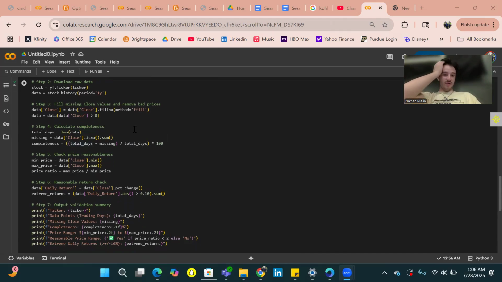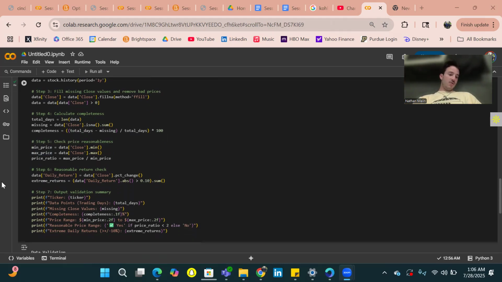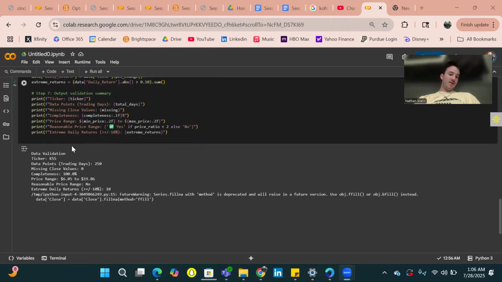And also I wanted to check the price reasonableness, which is the minimum to maximum price and then the price ratio. Then I also wanted a reasonable return check, which is just a daily return percentage change. And then the average, if the daily return was more than 10%, it'd add those up and give me an extreme return. And here's the results. So I printed them all out that I wanted to. And it basically returned ticker symbol KSS with 250 trading days. So obviously that shows that we cleaned 10 because it's more than 10%. We originally had 250. So that equals 240, which is the amount that it actually had cleaned.